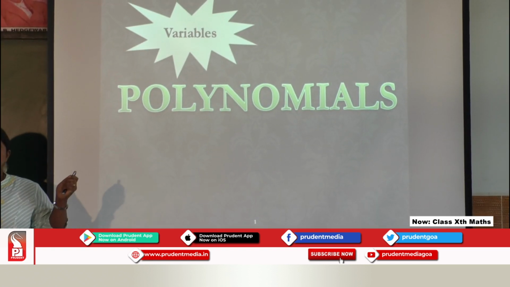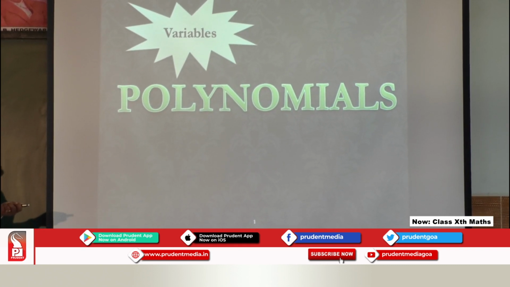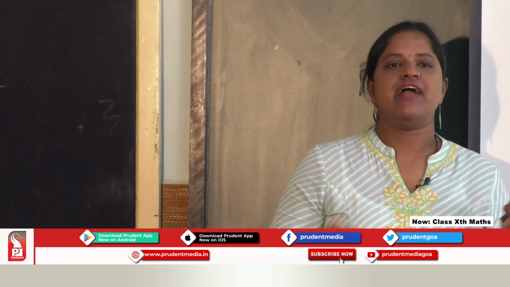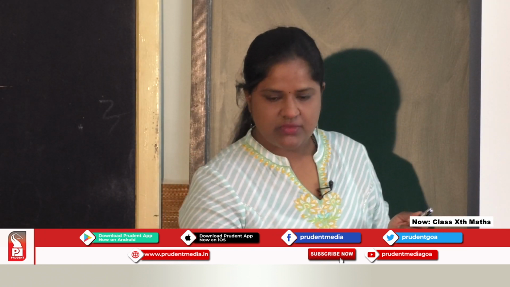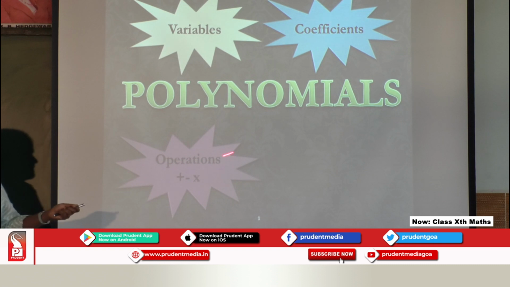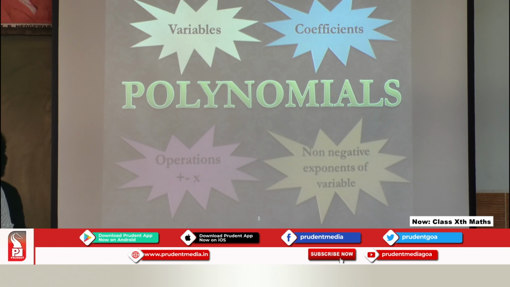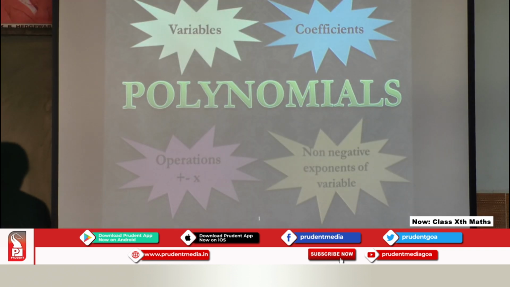If you see on the screen, a polynomial contains variables, that is x, y, z. It contains coefficients. Every variable has coefficients, that is numbers or integers. It also contains operations, plus, minus, multiplication. And the most important part is non-negative exponents of the variable. So whichever variables are there, the power of it should always be non-negative. So this is what we have learned basically about polynomials in 8th standard.